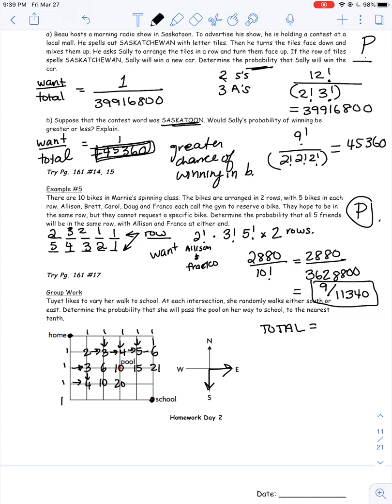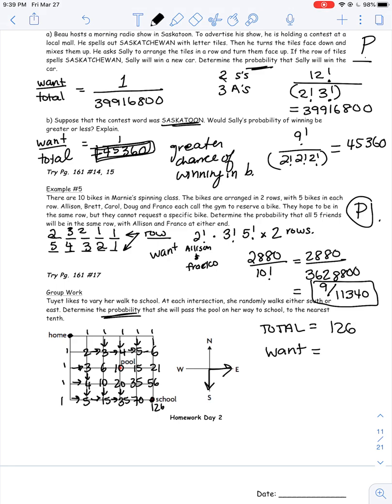3 plus 1 is 4. 4 plus 6 is 10. 10 plus 10 is 20. 20 plus 15 is 35. 35 plus 21 is 56. Then we have 4 and 1 is 5. 10 and 5 is 15. 15 and 20 is 35. 35 and 35 is 70. And then 70 and 56, I'll go to my calculator. I get 126. So I know my total is 126.